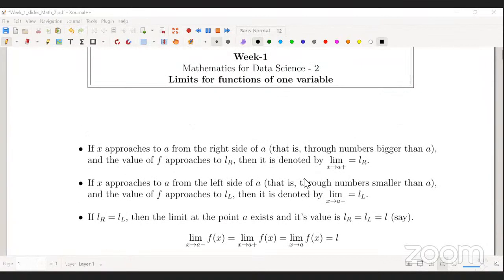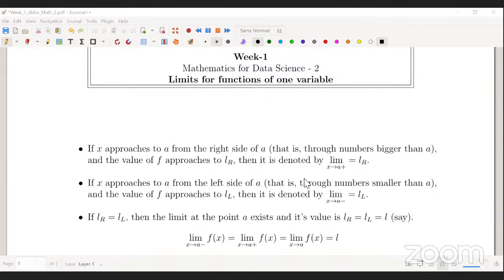So we are going to discuss limits for functions of one variable. First, I will try to recall what we mean by limits. So let's start with the definition of limit.